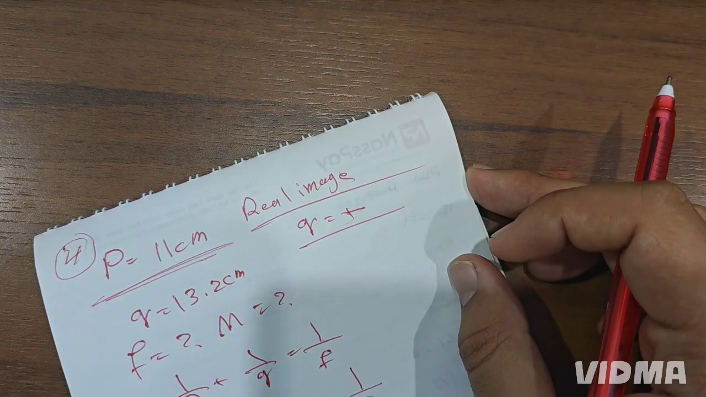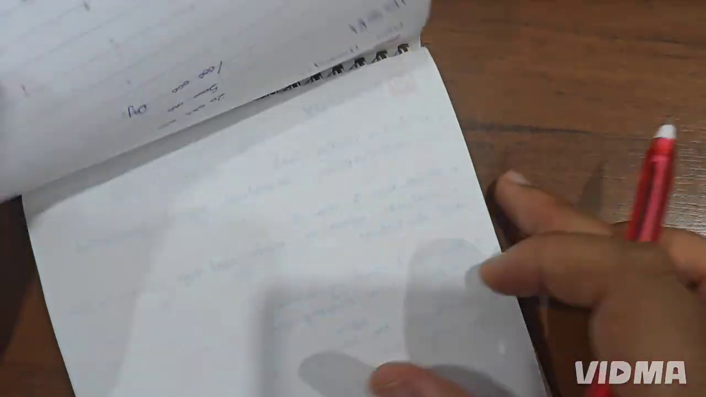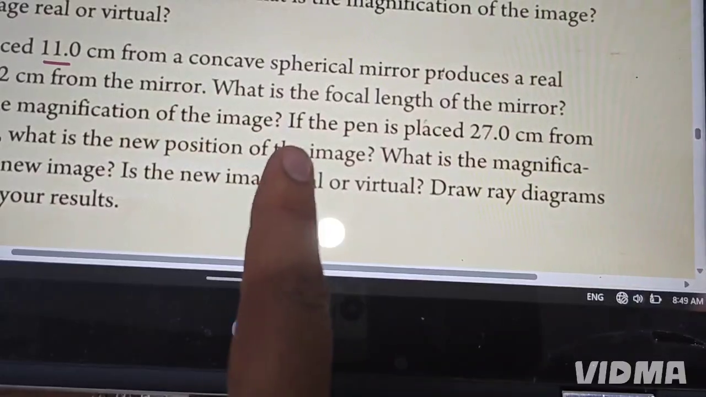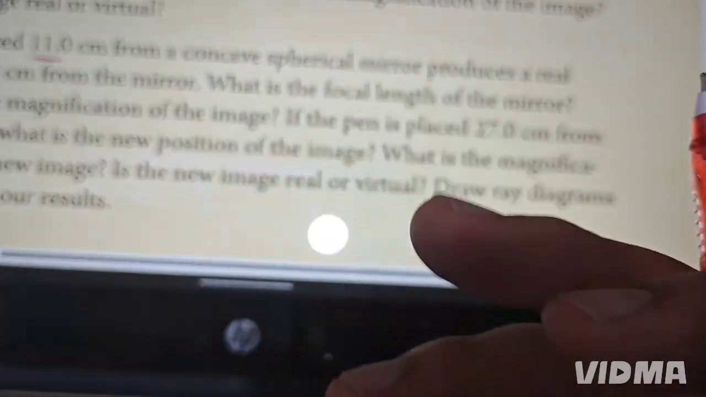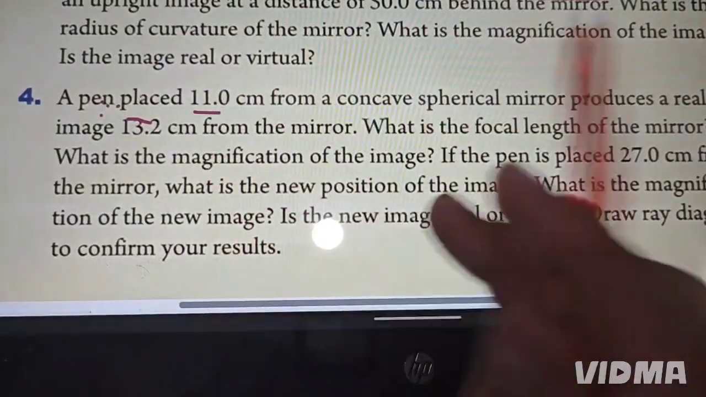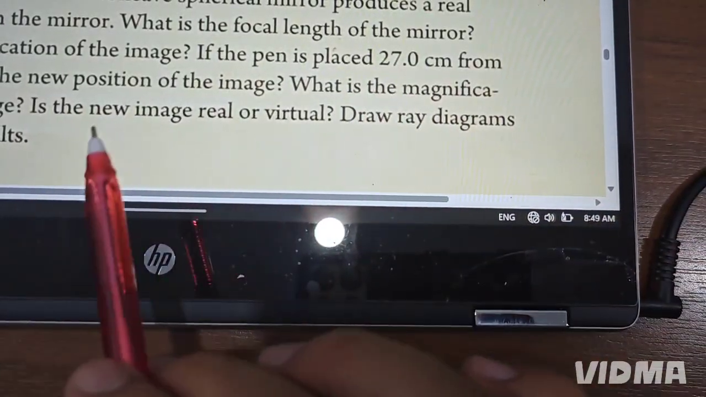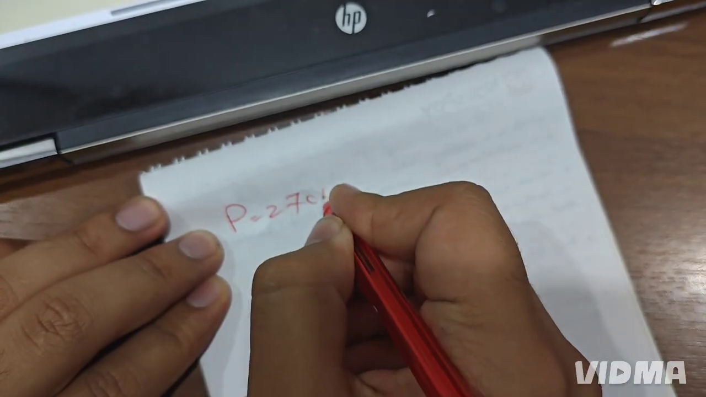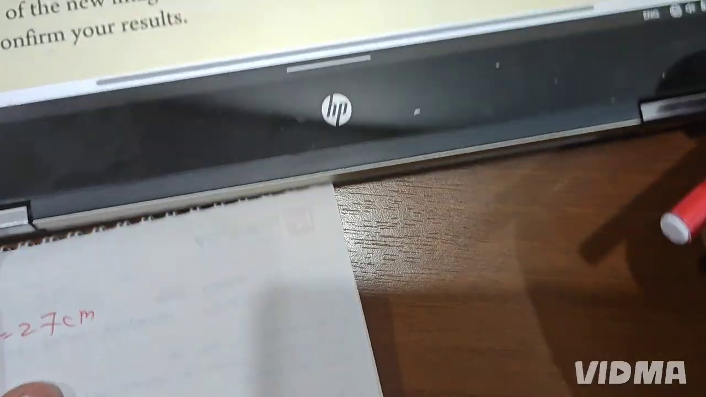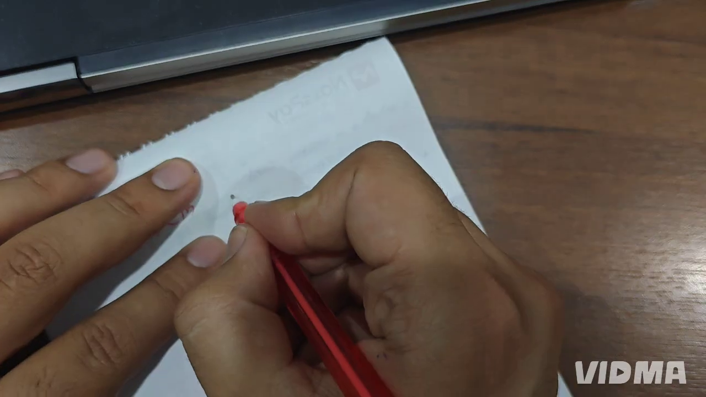So the second part of the question said, if the pen is placed at 27 centimeters. Now we are going to change the place of the pen. First it was 11 centimeters from the mirror, but now I'm going to make it far away from the mirror, 27 centimeters. So now the value of P will be 27 centimeters. What is the new position of the image? Find the image position, and again, find Q.